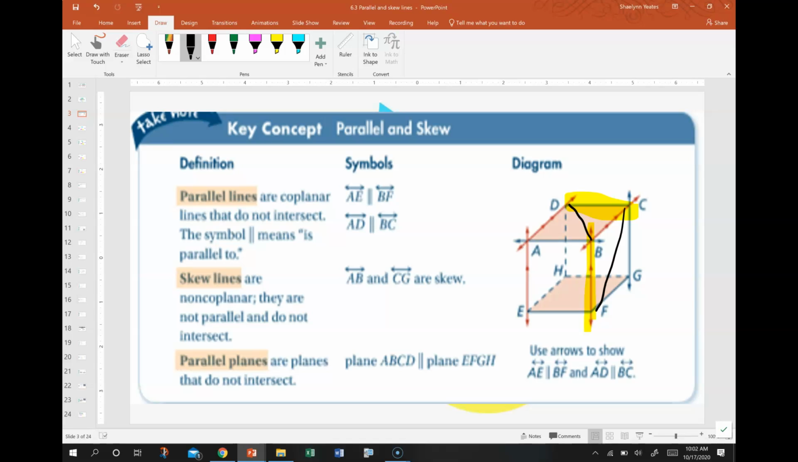Okay, so AB and CG are skew. Parallel planes are just two planes that never intersect, like ABCD, so this top plane, and EFGH, this bottom plane. See how they never intersect because they've got that perfect space between them that's beautifully marked.